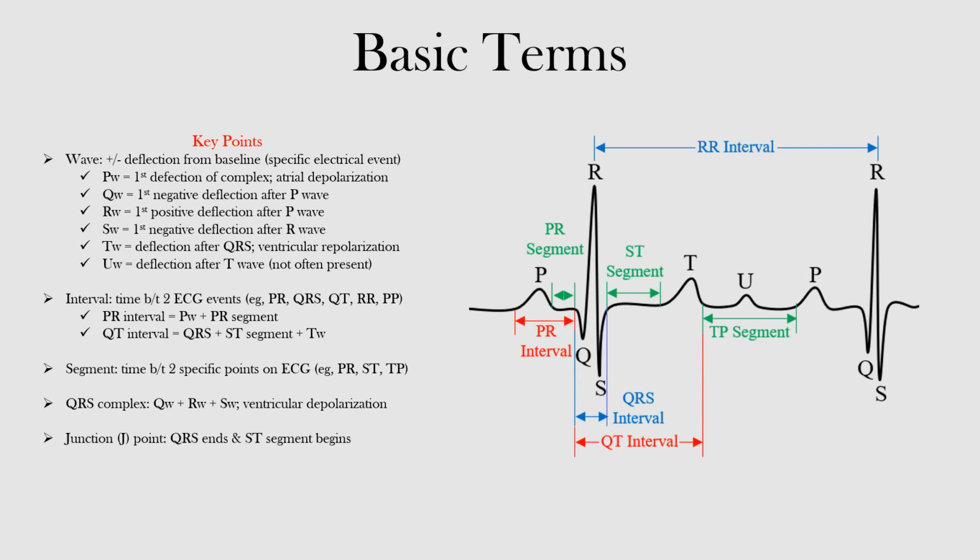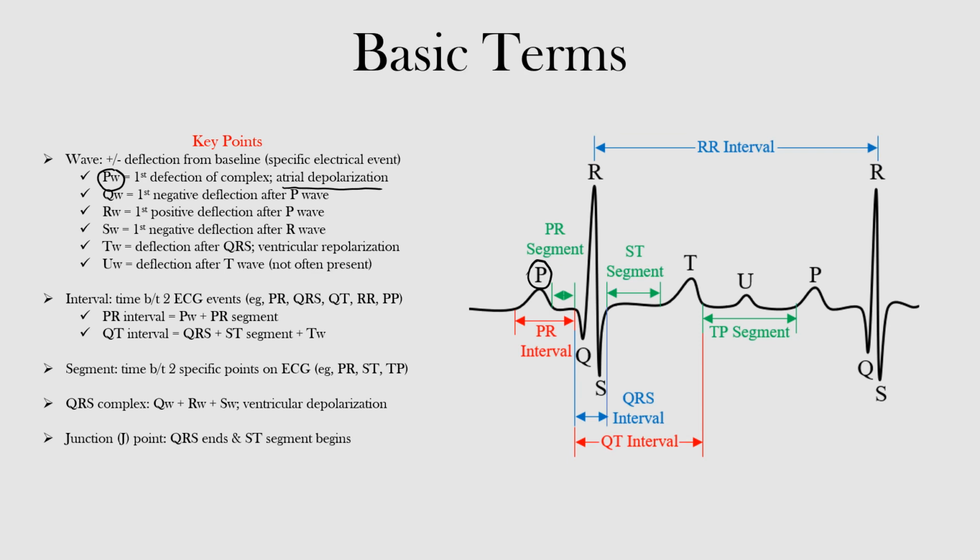The P wave is defined as the first deflection of the cardiac complex. That's right here, the beginning of it, and that represents atrial depolarization. We'll talk about all these waves and how they come about in future lectures. But just know the P wave is the first deflection of the cardiac complex and represents atrial depolarization.